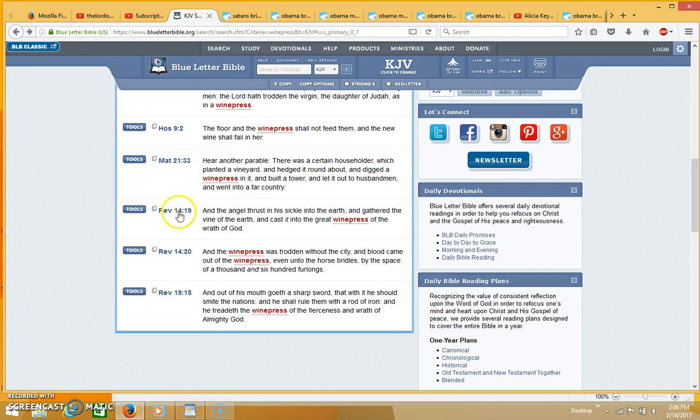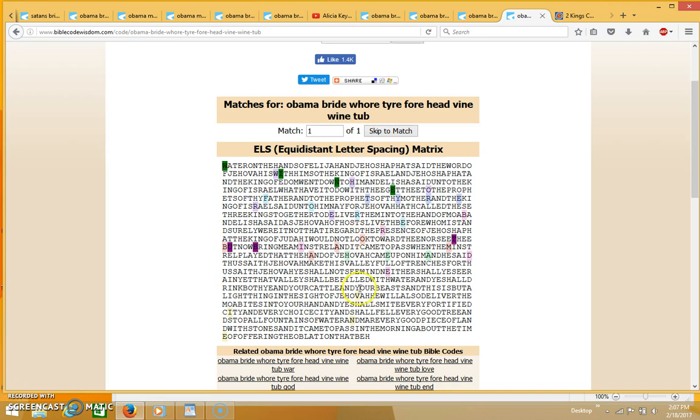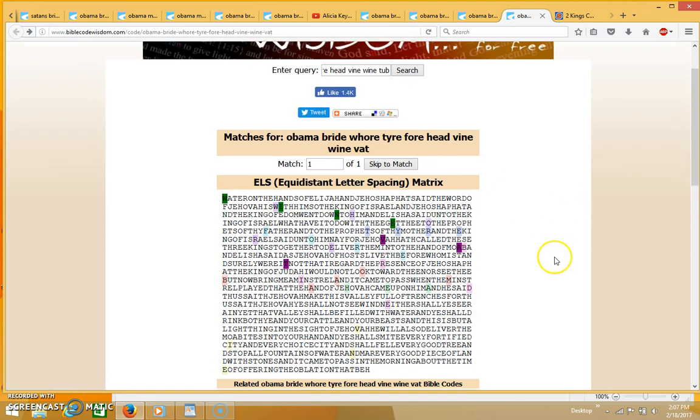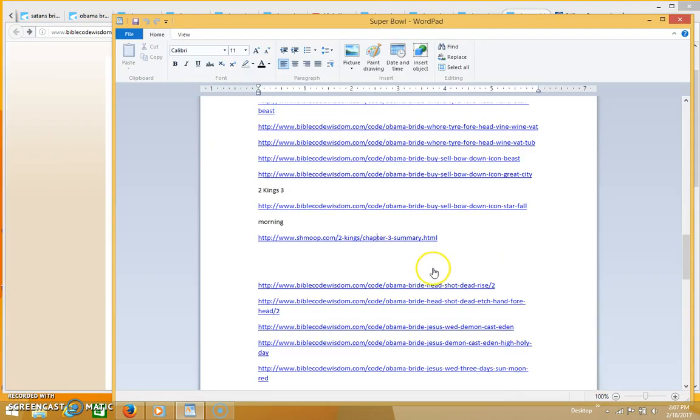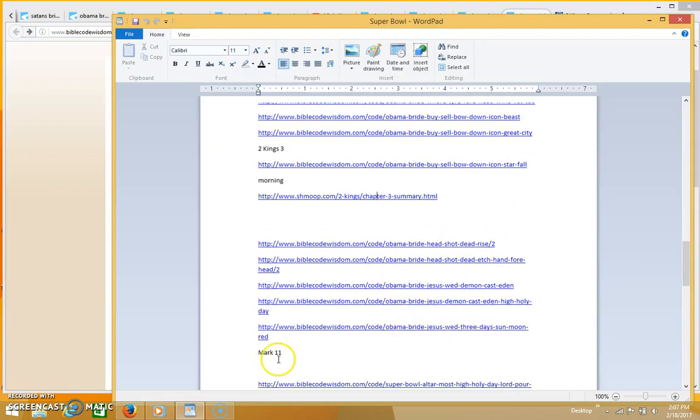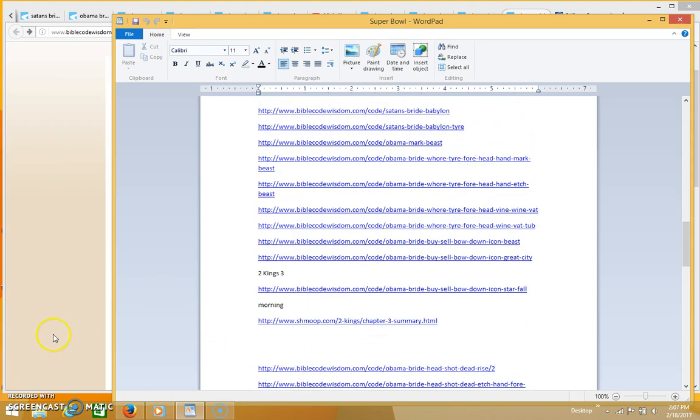Revelation 14 and 19, then there will be actual blood that will reach up into the horses' bridles, as it says here. And so I thought that was interesting how that comes up. And as you can see, the words wine tub or wine vat, as we had in the previous table, come up in ELS terms. And so I have a few more terms in this table, and then I'll go on to the one that's coming up in Mark 11 after that.